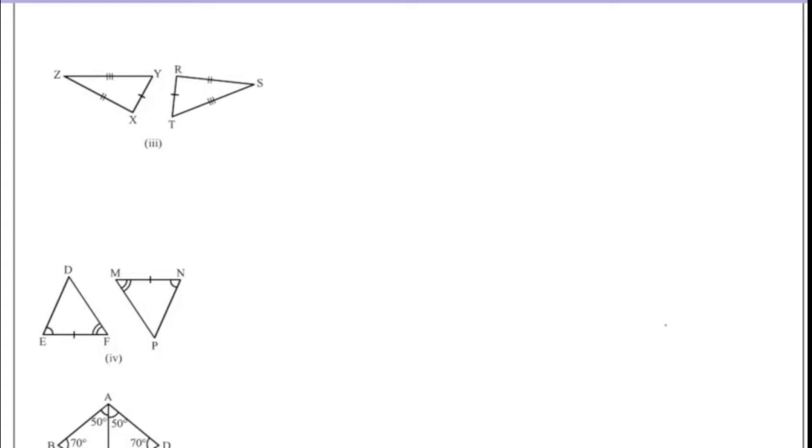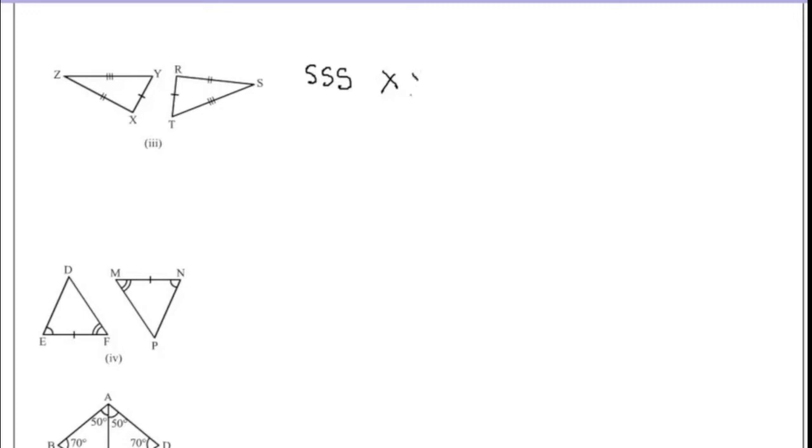Right, next let's do the next one. We have two triangles XYZ and TRS. Just looking at these two triangles, you can say that there are three sides. It's given with these markings that three sides are equal. So it is the SSS property that we are going to prove. And let's look at the sides which are equal.